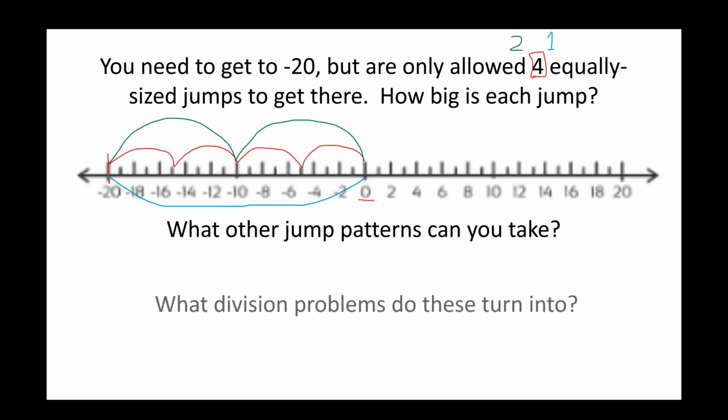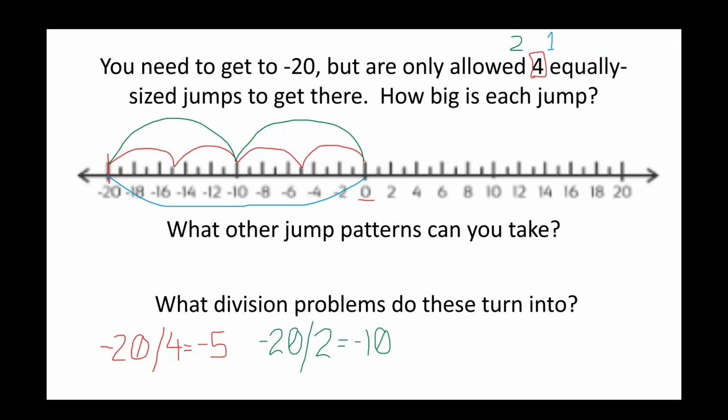How do these turn into division problems? The first one, in red, our destination was -20. We were allowed 4 jumps. That means each jump covered a distance of -5. We have to have the negative in there because it indicates the direction we are moving.